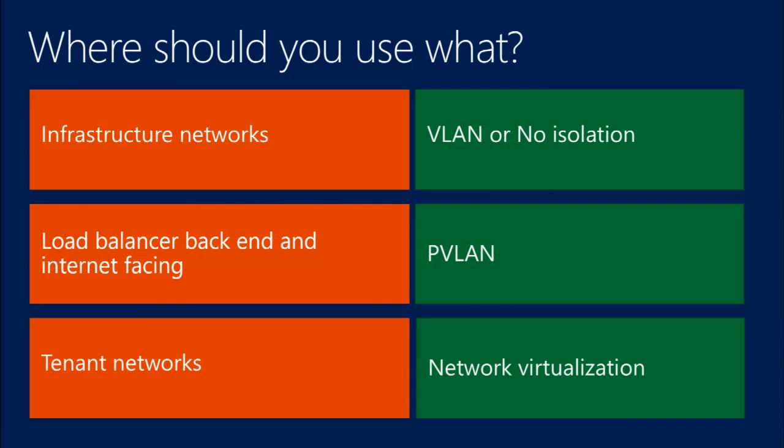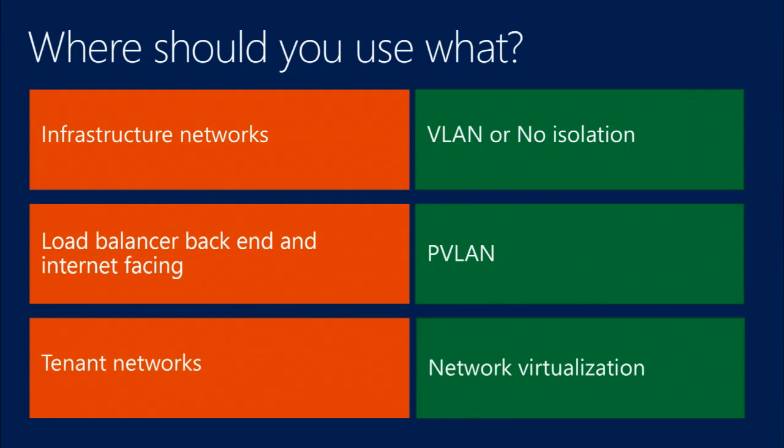So where should you use what? Where is each of these appropriate for use? Because there are a lot of different isolation methods out there. For infrastructure networks, the ones that don't change very often, there's a type of isolation for VMM called VLAN isolation. You can tie a VM network specifically to a VLAN, and then any VM you connect to it will get that VLAN. That works great for infrastructure networks as long as your infrastructure stays small and doesn't grow beyond one VLAN, because then you have to have a separate VM network for that other VLAN. In that case, you want to use no isolation.